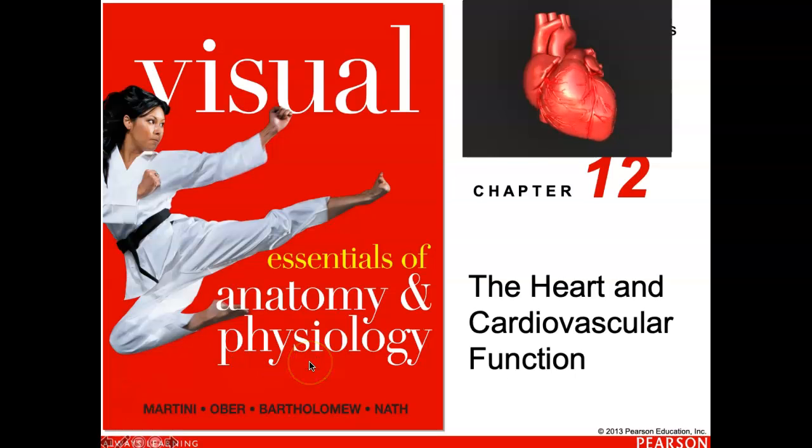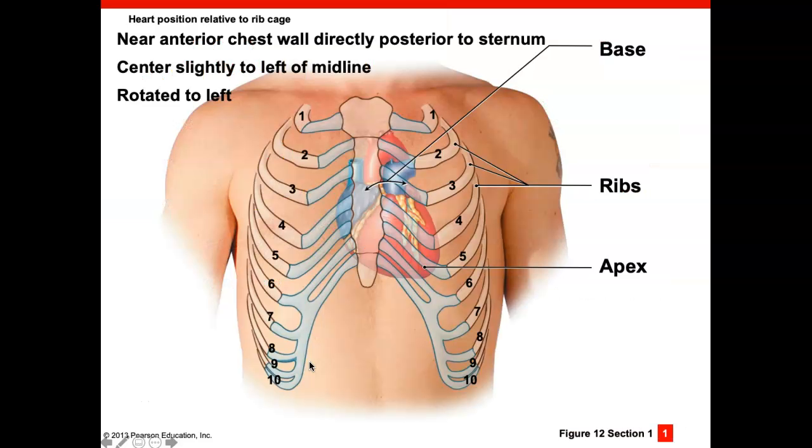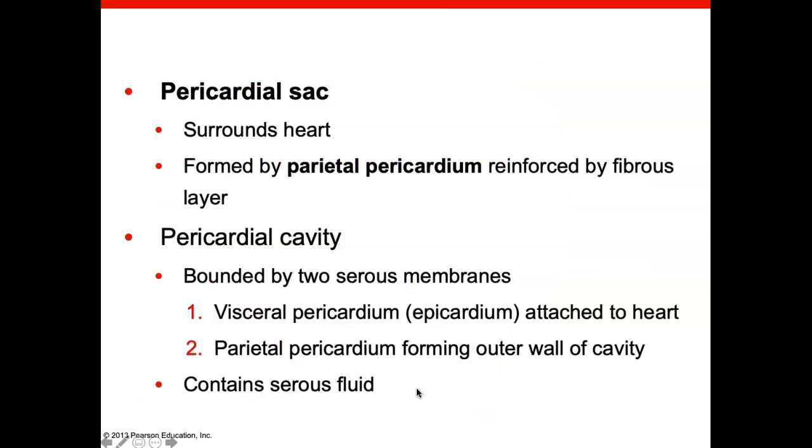Chapter 12 is on the heart and cardiovascular function. So we need to know where the heart lies. It lies near the anterior chest wall, just behind the sternum. It is not mid-center. It's slightly to the left of midline. A couple terms here. The apex of the heart is the end that is free, and the base of the heart is the end that is attached to the body by the great blood vessels.